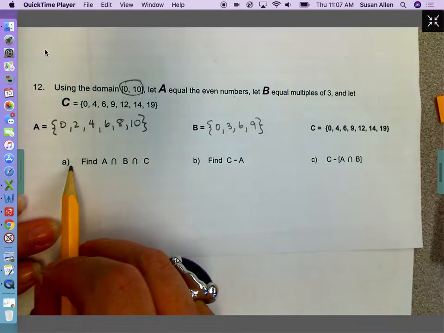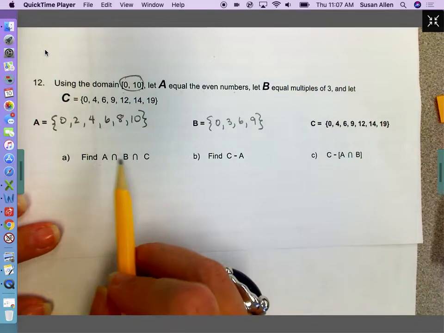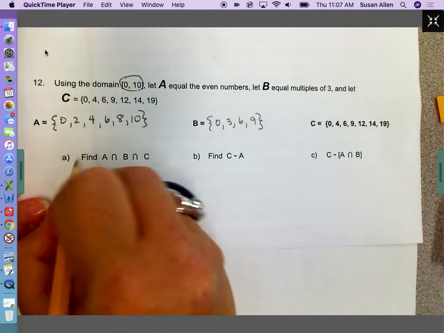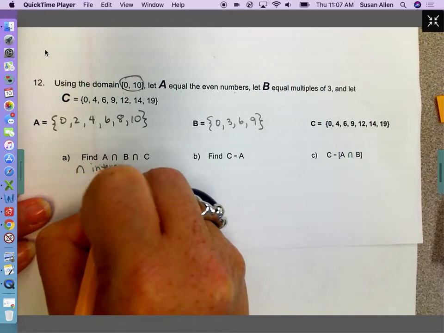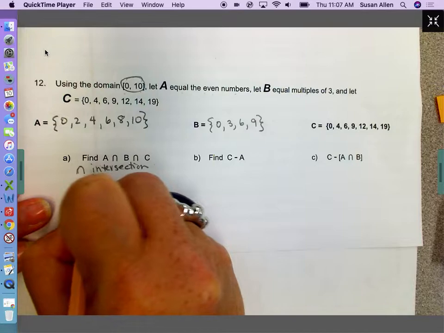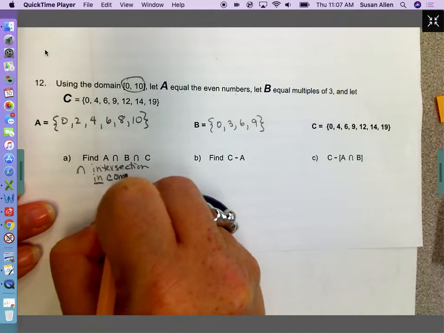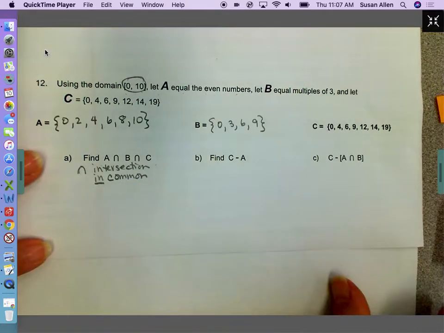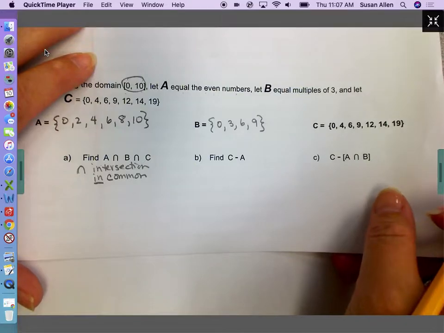Then for part A, it's asking you to find the intersection of sets A, B, and C. Remember the symbol that looks like an upside down N is an intersection symbol, which means to find all the elements that all three sets have in common. In a Venn diagram, it would be the middle section where the three circles overlap.